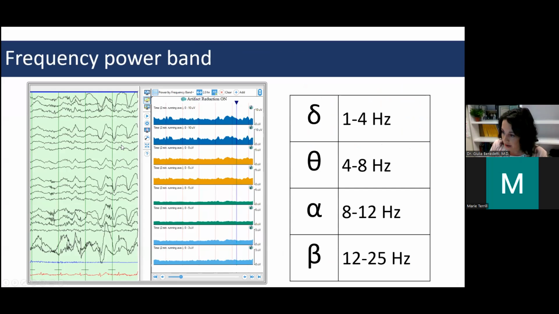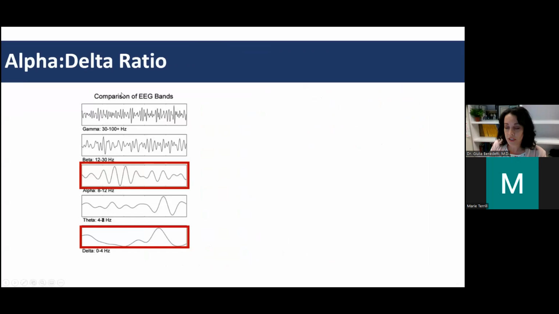Persyst will also break down the EEG by different frequency bands. So this is left-right hemisphere of delta frequencies in blue, then theta, alpha, beta. And in doing so, you can also do ratios. Dr. Herman also talks about the alpha delta ratio, which is something we commonly use to detect ischemia.